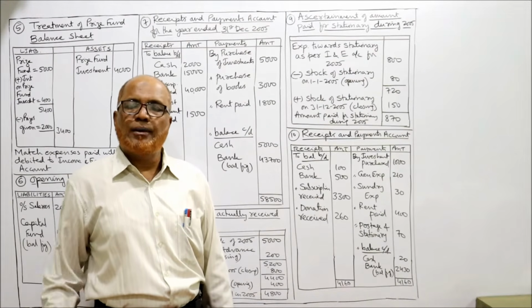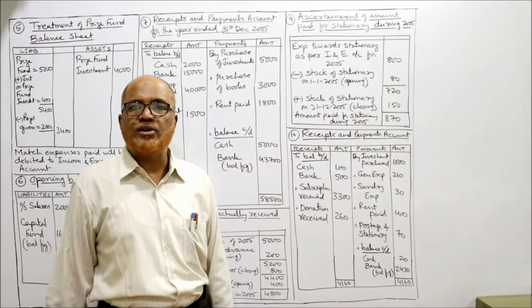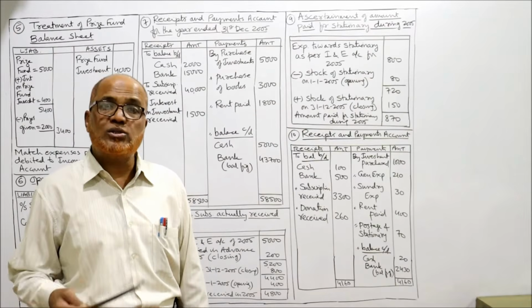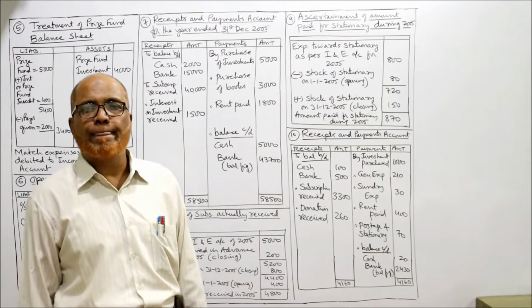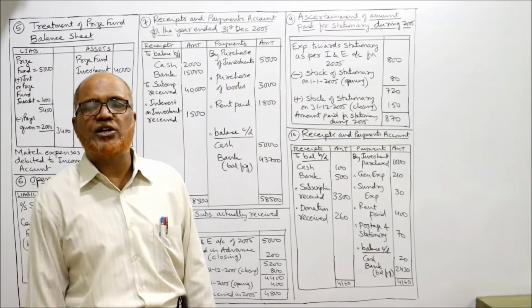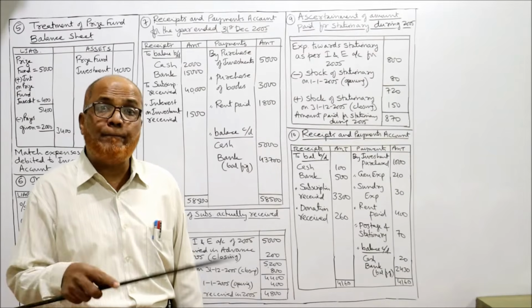In the previous problem, the amount paid for stationery was given, and we calculated how much stationery is to be debited to income and expenditure account. But here the rule is opposite. We are given the stationery debited to income and expenditure account, and we have to find out how much stationery was actually paid.